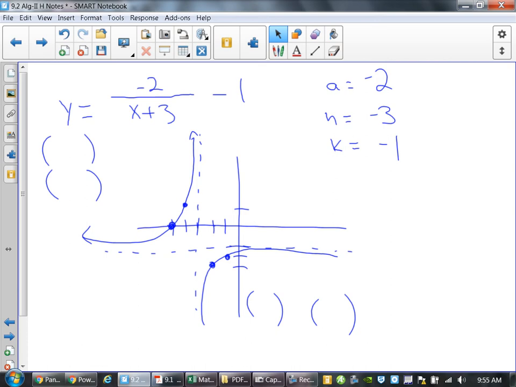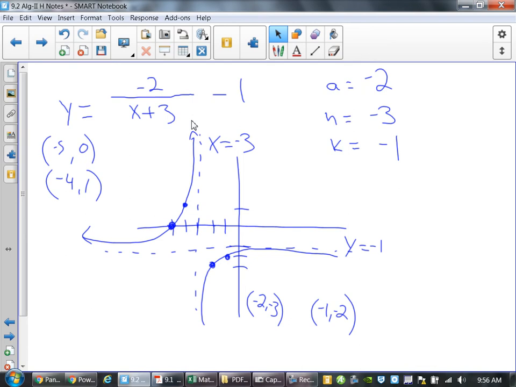So we knew we had them at -5 and 0, -4 and 1. This one was -2, -3. The other one was -1, -2, I believe. Okay. And we knew where our asymptotes were at. We knew we had a vertical asymptote at x equals -3. We had a horizontal asymptote at y equals -1. Those are the type of things you guys would be able to do.